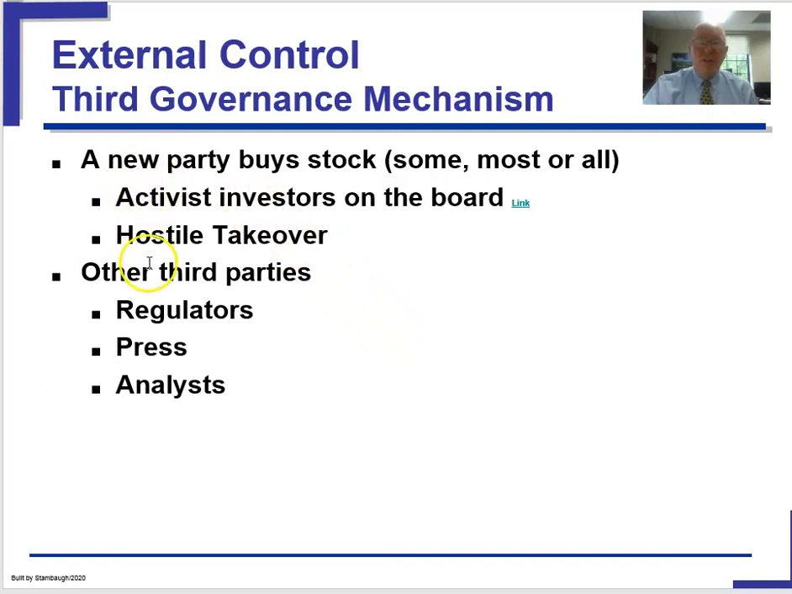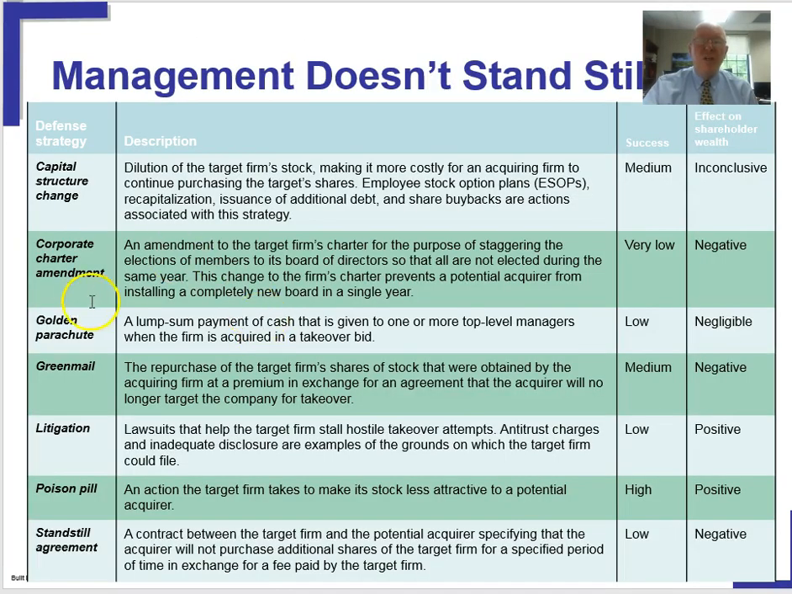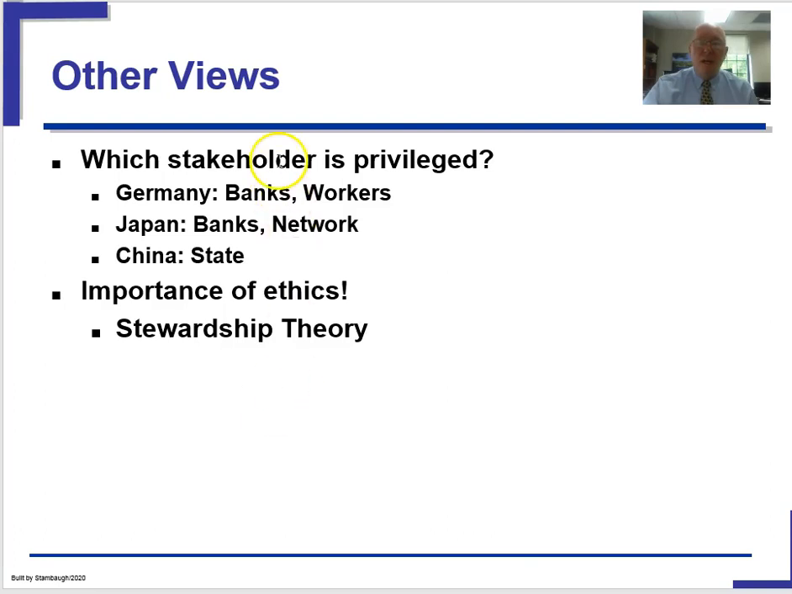There's a reference to third-party control, but it's not central to the question. Make sure you know the difference between a golden parachute, a greenmail, and a poison pill. And there are no international questions, I don't think. But there is this mention of stewardship theory and CEO duality, so make sure you're familiar with that. And that should get you through Chapter 10.